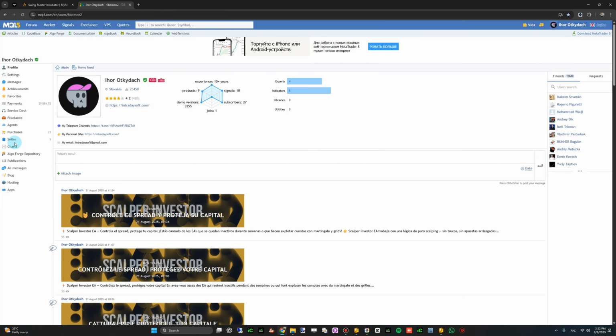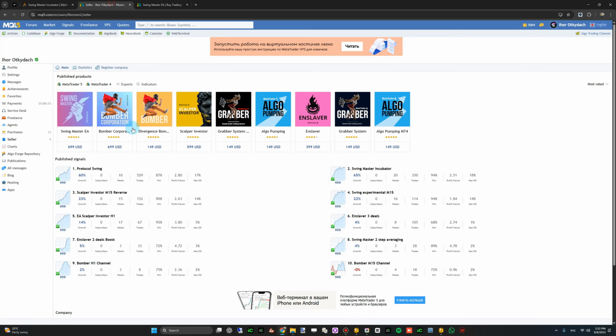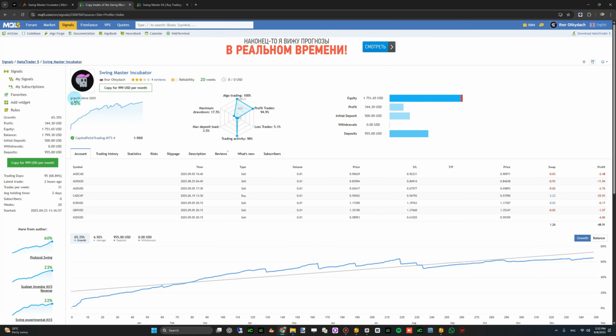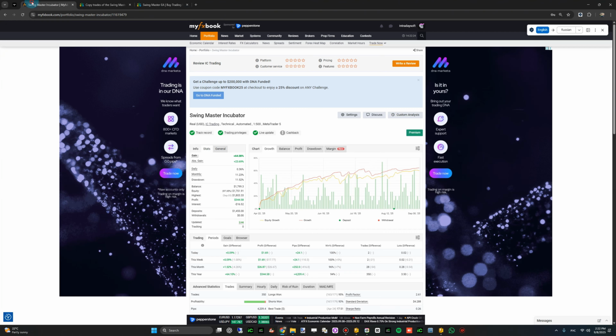Now I'll show you seller. Here is Swing Master, and on MQL5 I also have a Swing Master Incubator. This trading account displays all my activity. It's a signal, and there is a similar signal on MYFXBOOK as well. You might ask, well, what's the difference then? If it's available there, why aren't you telling us about MYFXBOOK?